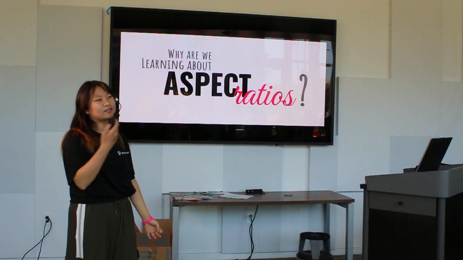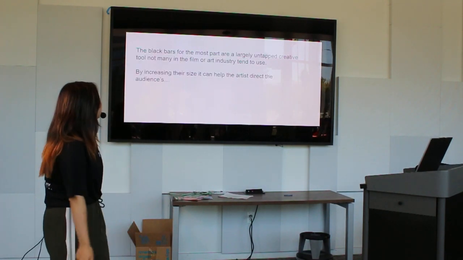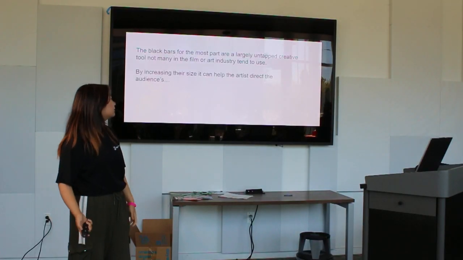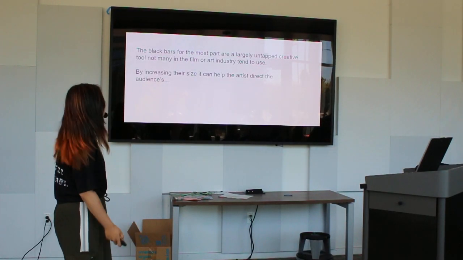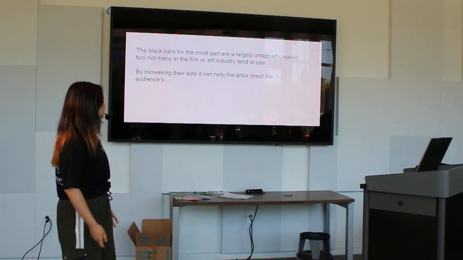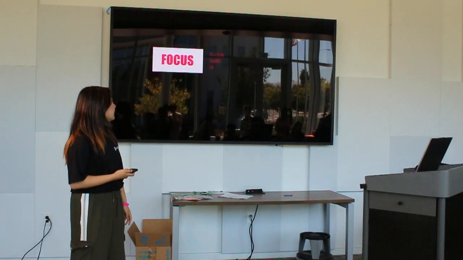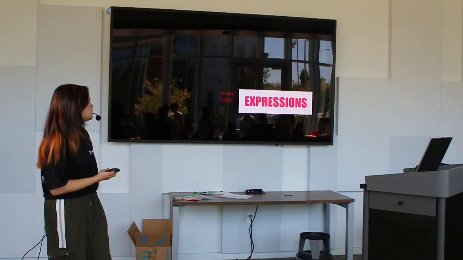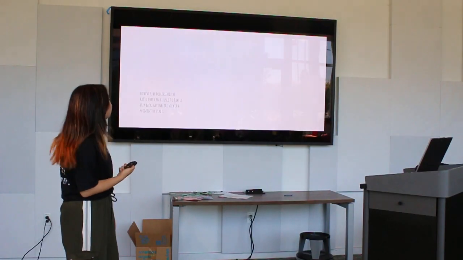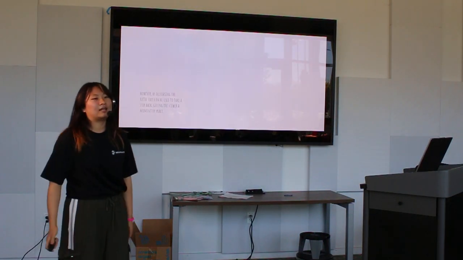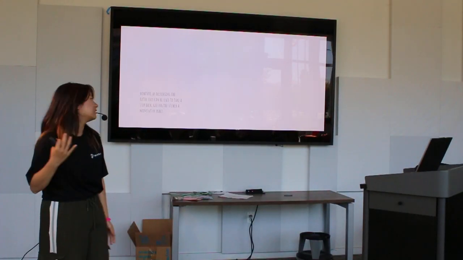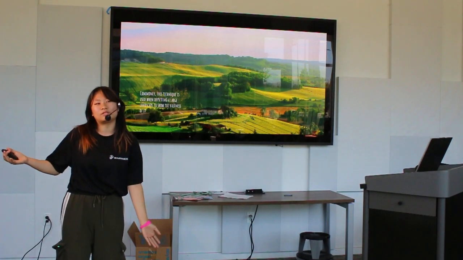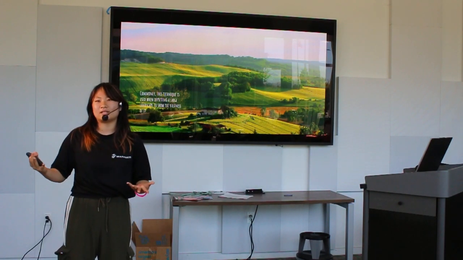Okay, so first, why are we learning about aspect ratios? Well, for one thing, the black bars are a largely untapped creative tool not many film or animation industries tend to use. For example, by increasing their size, they can help the artist direct the audience's focus in a scene towards the themes and or expressions they want to convey. However, if you instead decrease them, it can allow the audience to take a step back and give them space. Typically, you'll see this used in landscapes when you see characters being introduced into their setting. It helps to acquaint them.